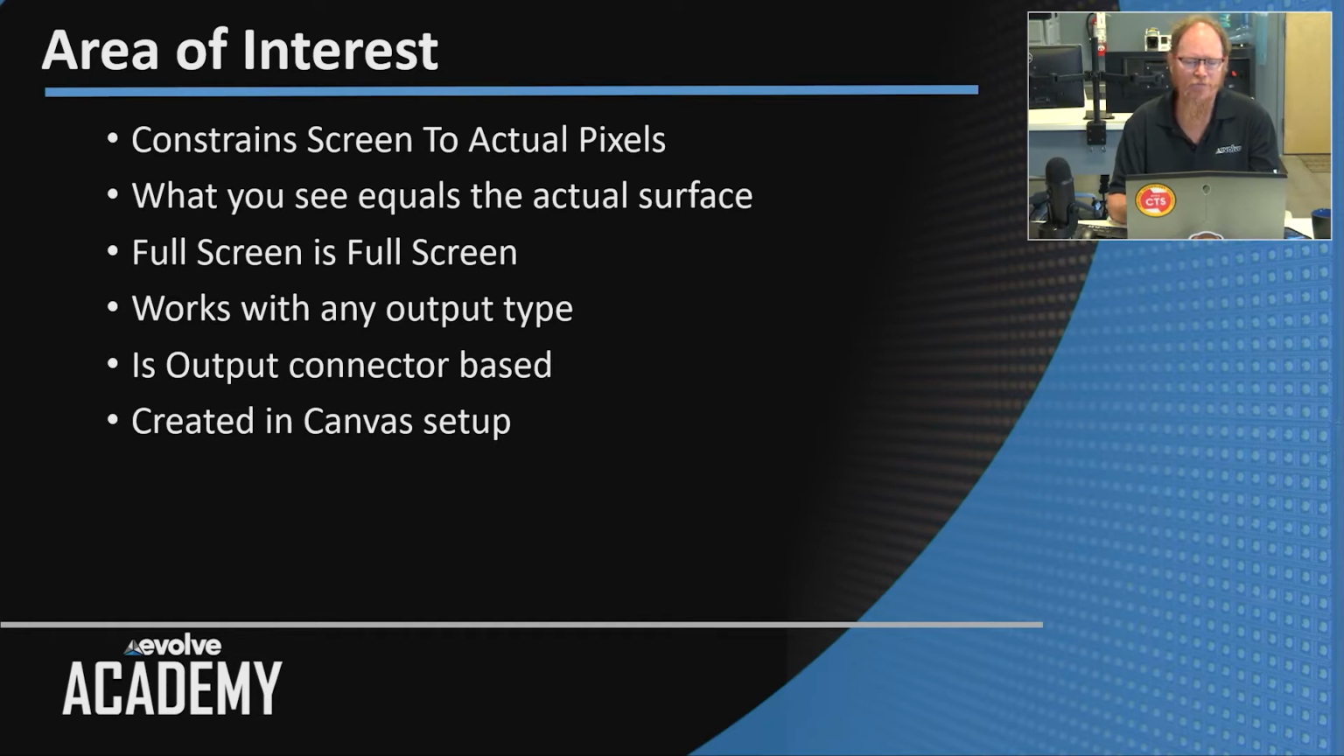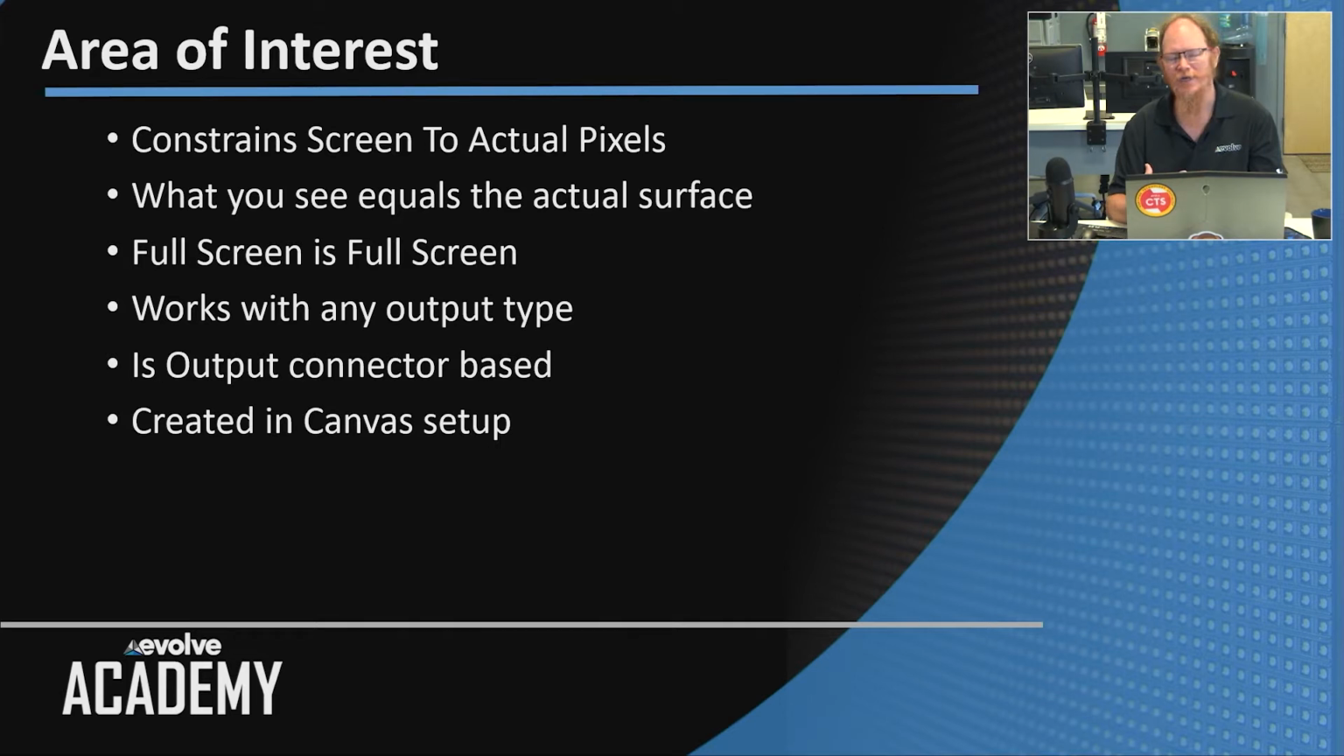The other tool we have for resolution and creating custom sizes and custom screen sizes is area of interest. So area of interest constrains your screen to a specific subset of pixels inside the raster of a standard display space. When you set up an area of interest, what you see in the simulator and what you see in the web RCS is the actual surface. So when you go full screen with a layer, it goes to the edges of the area of interest. It doesn't go all the way to the edges of your actual raster.